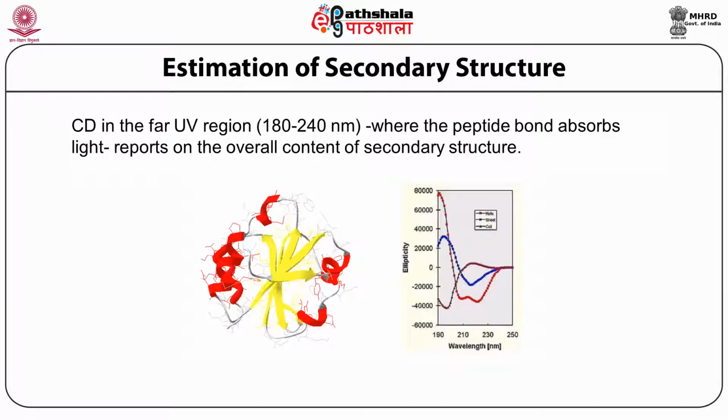CD in the far UV region, from 182 to 240 nanometer, is where the peptide bond absorbs light and reports the overall content of the secondary structure. Here is a typical CD spectrum of a protein which is completely alpha helical, completely beta stranded, and completely random coil. If the values of purely alpha helical, purely beta stranded and purely random coil structures are known, they can be taken as a reference to calculate the secondary structure of an unknown protein, whose structure you want to determine by comparing its spectrum with all the known values.